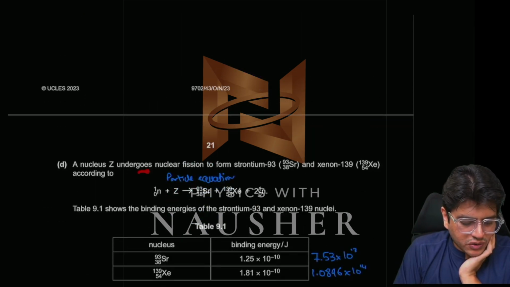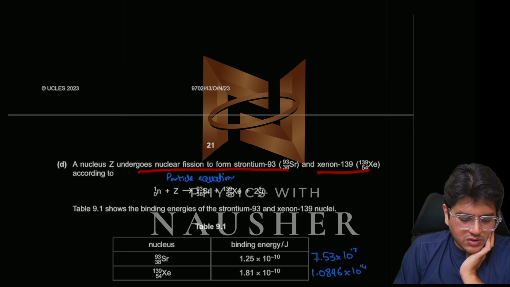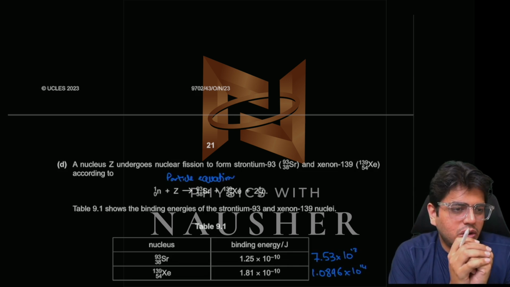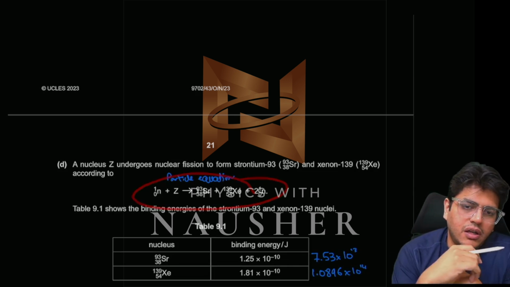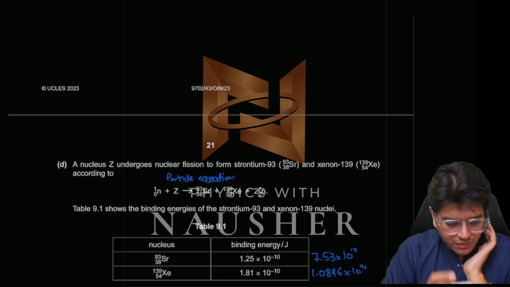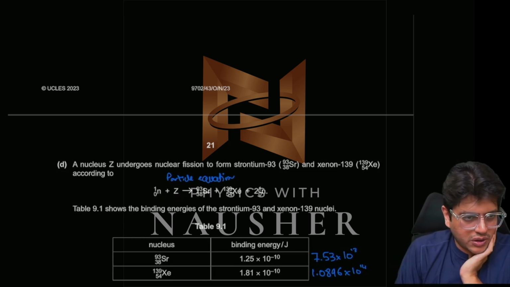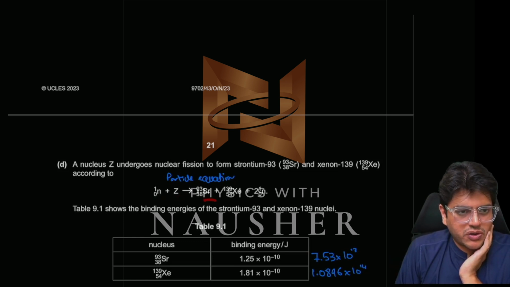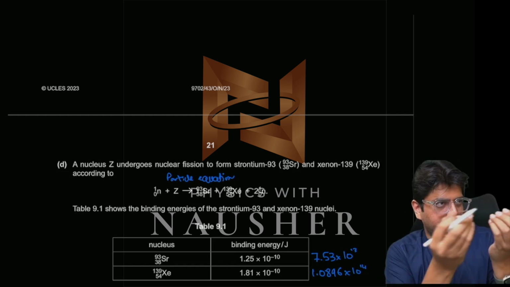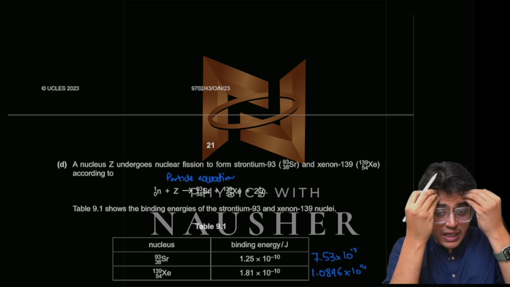A nucleus Z undergoes nuclear fission to form strontium 93 and xenon 139. Now, I need to explain this. Look, whenever you look at this, this is the equation of a particle. One particle of Z collides with one particle of a neutron, one neutron, forms one particle strontium. Particle could also be called nucleus because a particle is an atom, and inside an atom there is a nucleus. So this is a particle equation. Get this in your head.